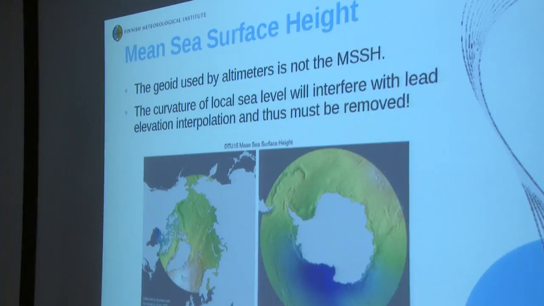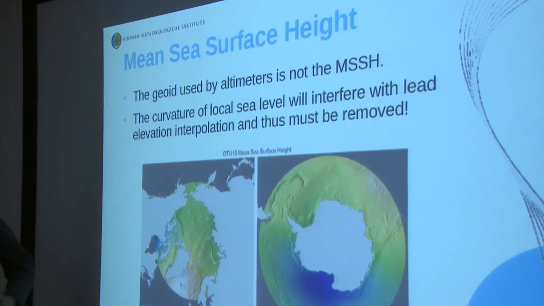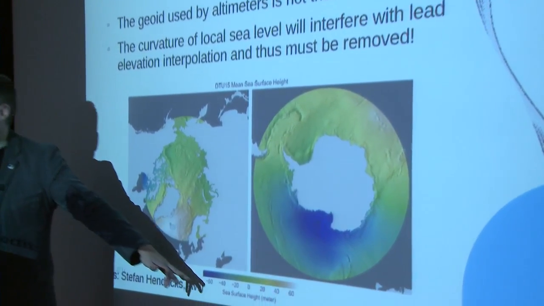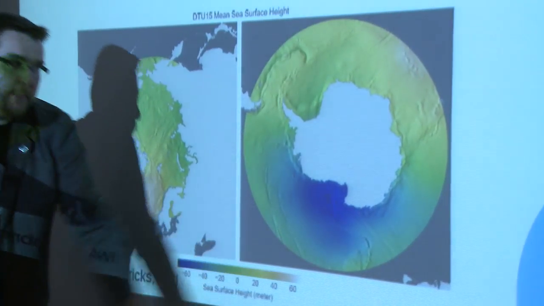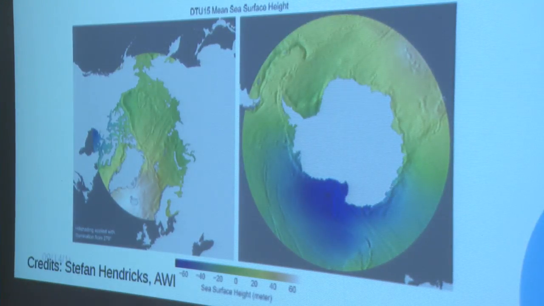But I can't remember who it was, probably Jeanette, who said the sea is not smooth. So because of the geoid, because of the atmosphere, there are all kinds of wrinkles in the ocean, in the large scale. If you look at the scale here, it goes from minus 60 meters to plus 60 meters. And even in the Arctic, we are talking about tens of meters of elevation change in reference to the actual mean surface height in reference to the ellipsoid. We need to remove that.